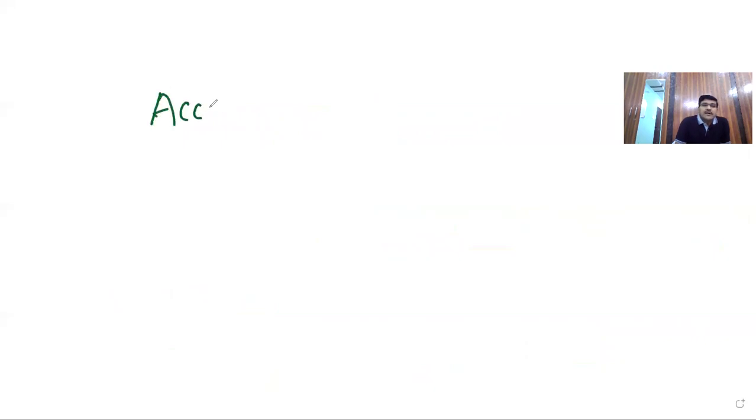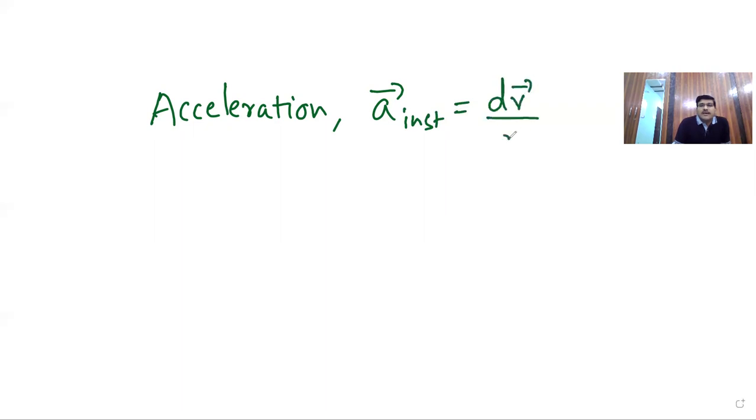Okay. Now, we are concentrating on acceleration. Instantaneous acceleration, A bar instantaneous, is equal to dv bar by dt. For a very, very small interval of time, the change in velocity is known as instantaneous velocity. The rate of change of velocity within that very, very small interval of time is known as instantaneous acceleration. Clear?